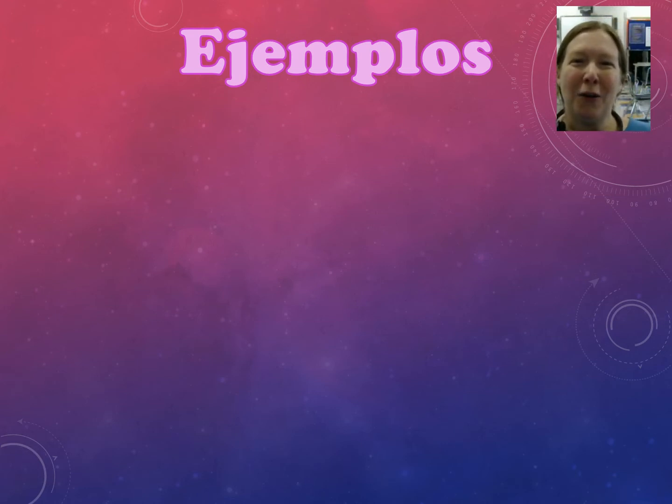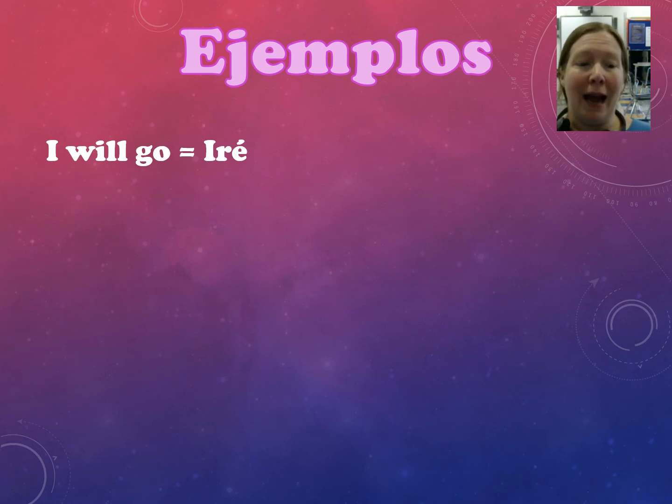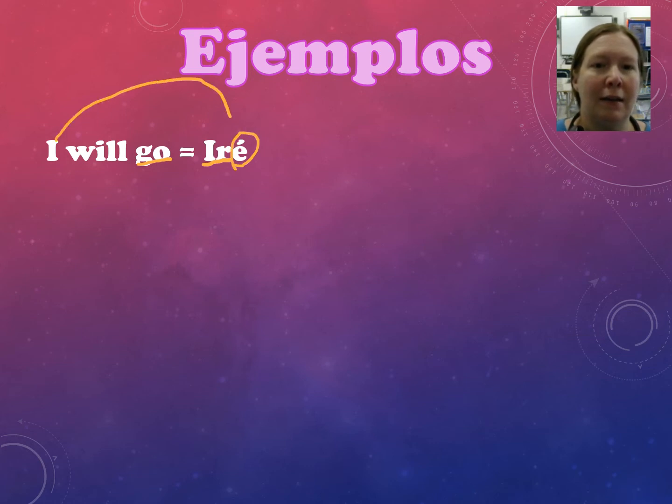So let's talk about some examples. If I want to say I will go, I'm going to take the verb for to go, which is ir, and I'm just going to use ir. I'm not going to change it in any way. I'm not going to take anything off. And then I am going to add the future ending, which for yo is é. So iré means I will go.